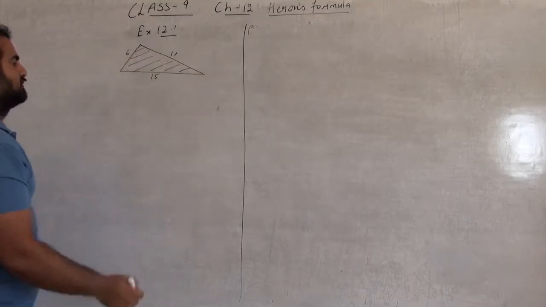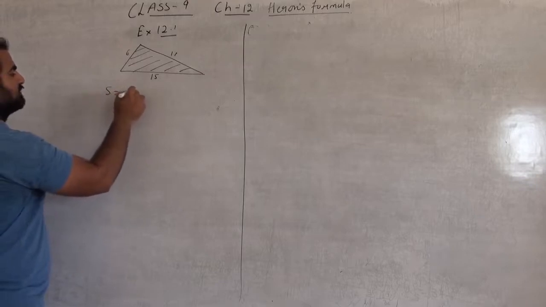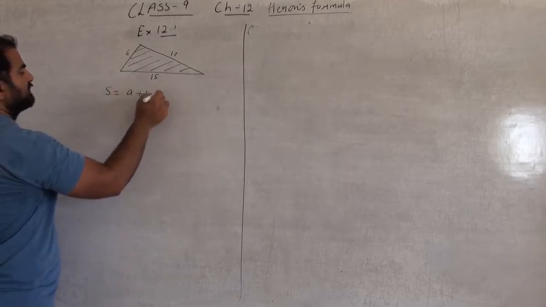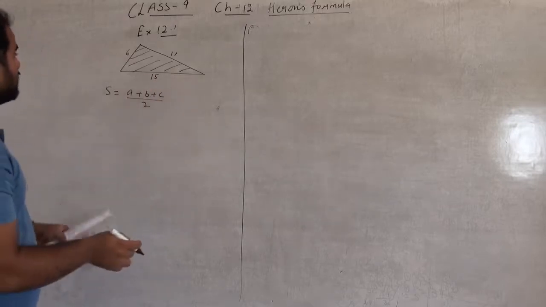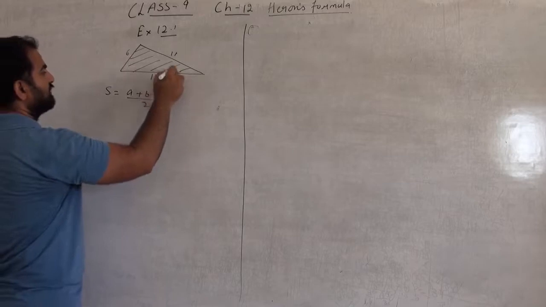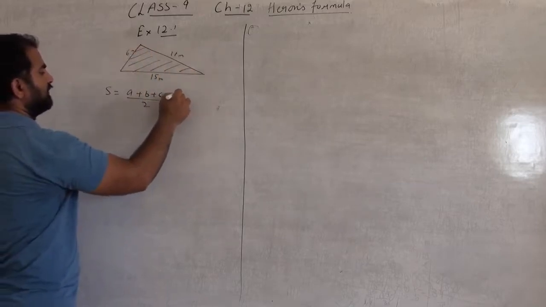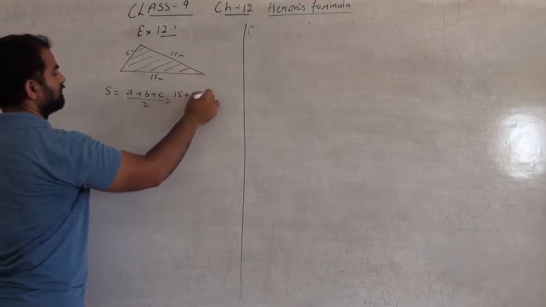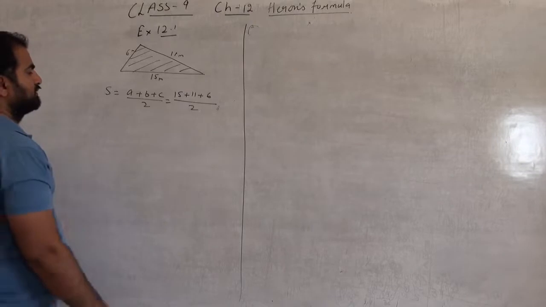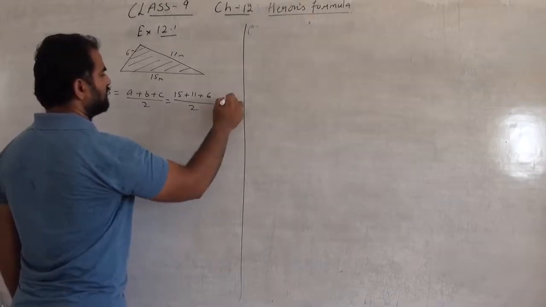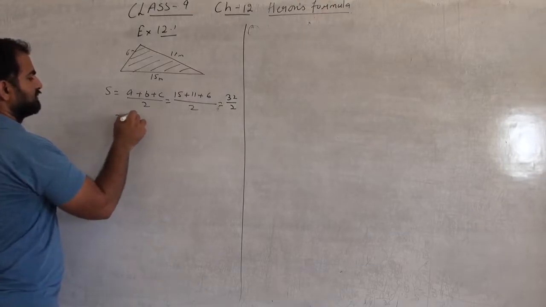Okay, so area equals, first of all we have to find S. S equals (A plus B plus C) upon 2. All the dimensions are in meter. So it will be (15 plus 11 plus 6) upon 2. Done? So it will be 32 by 2, which is equal to 16.